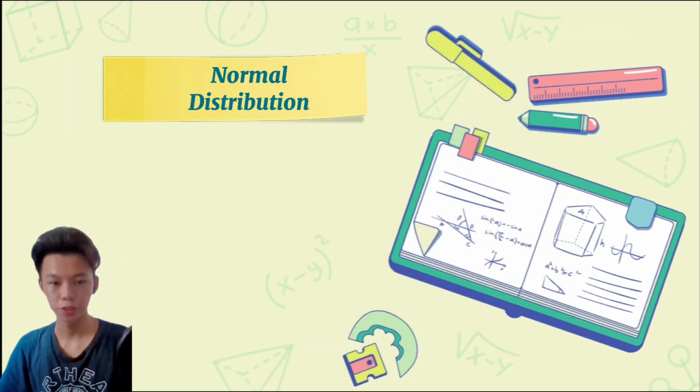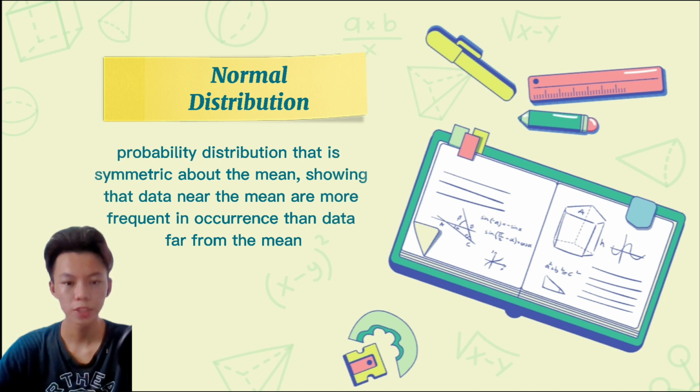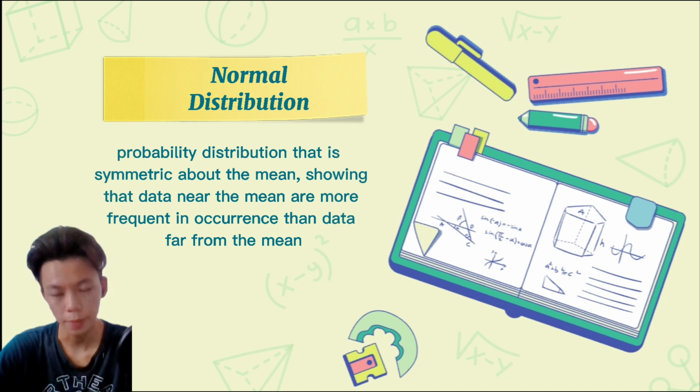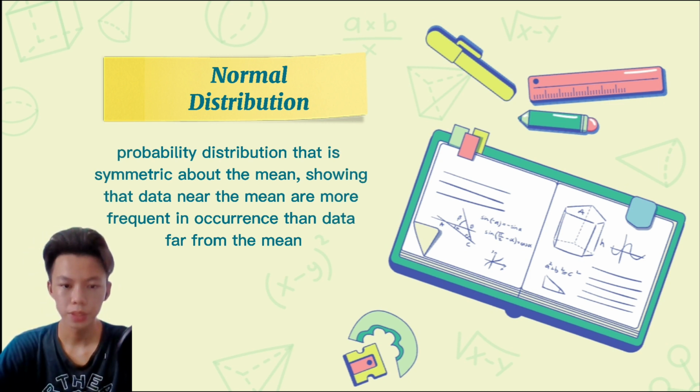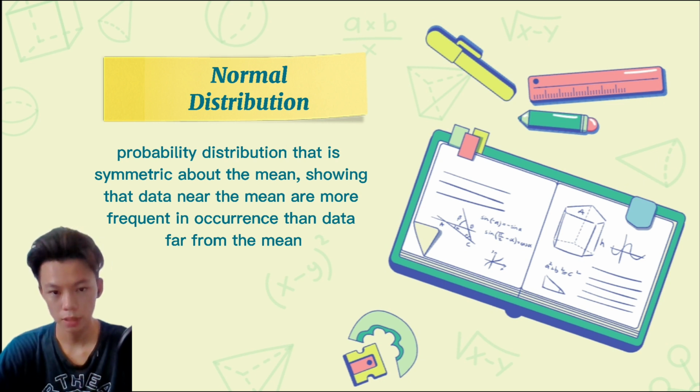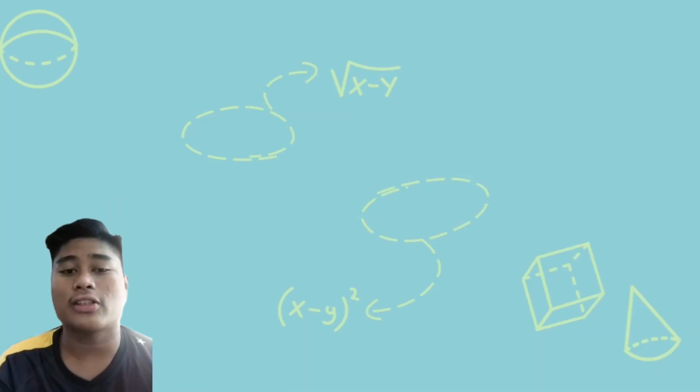What is normal distribution? In graph form, normal distribution will appear as a bell curve. Normal distribution is a random variable taking on numerical values determined by the outcomes of a random phenomenon. Let's proceed to the next slide.